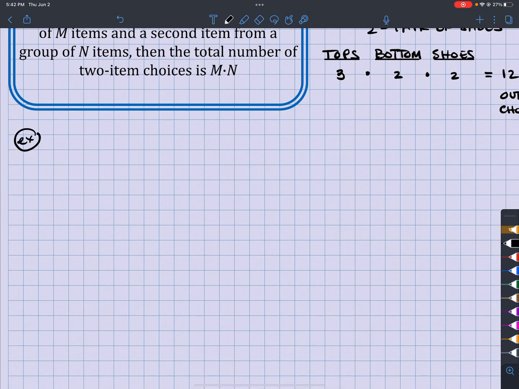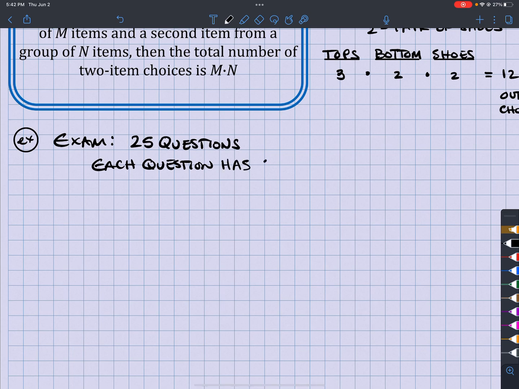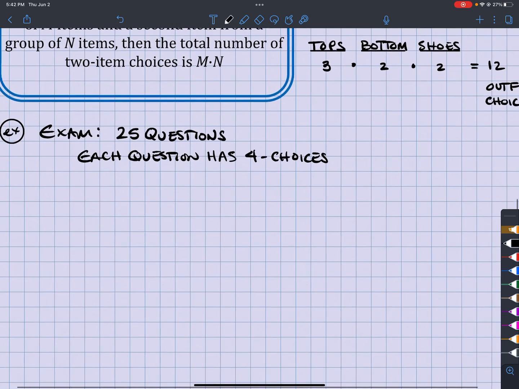Let's say that your exams, well, your exams have how many questions? Each exam has 25 questions. And each question has 4 choices, right? A, B, C, and D. So the question is, how many different things could I get? So let's take a look.